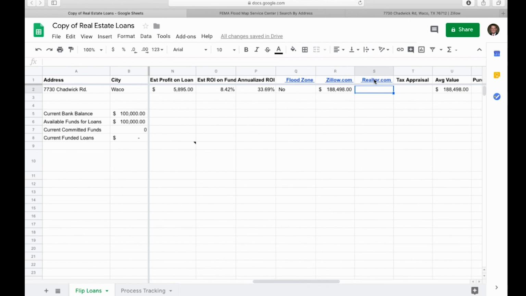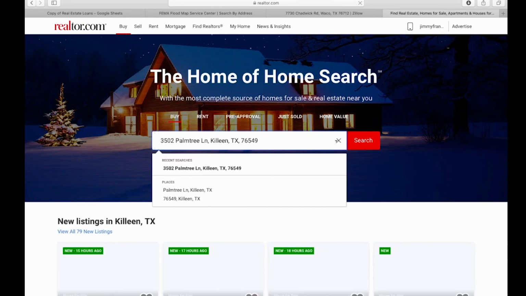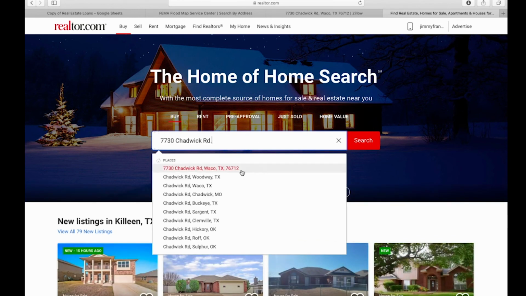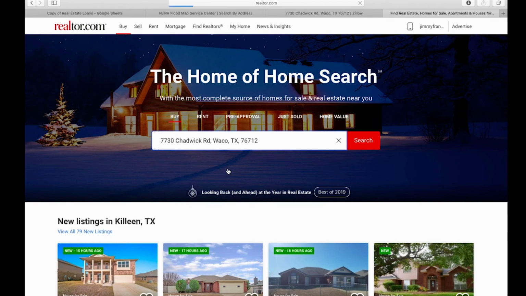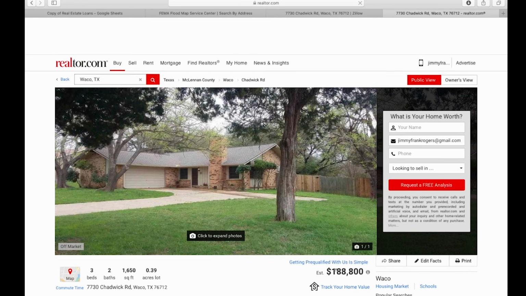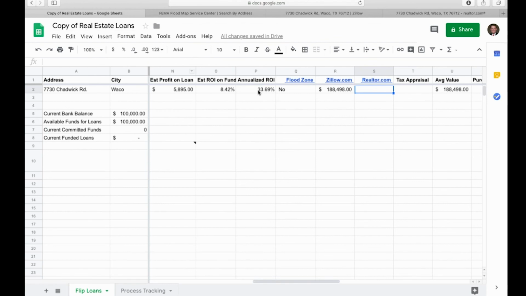The next thing I'm going to do is go to Realtor.com. I really like Realtor.com just because I feel like as far as the information you're getting, it's pretty good. So let's plug in our address again. And again, it's saying $188,800. And then finally, I'm also going to go to the tax appraisal website.